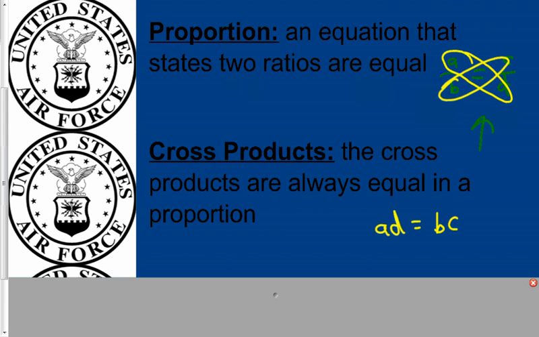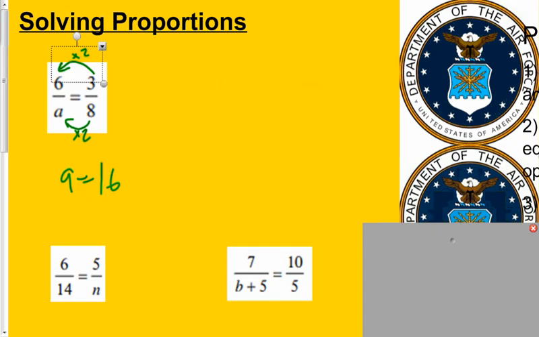That's the cross products property. The cross products of a proportion are always equal. And you can test any proportion with all numbers, and it'll work. So what we're going to do is use that here to solve these proportions. Let's take a look at this bottom left right here.